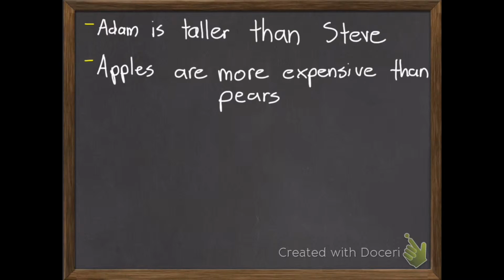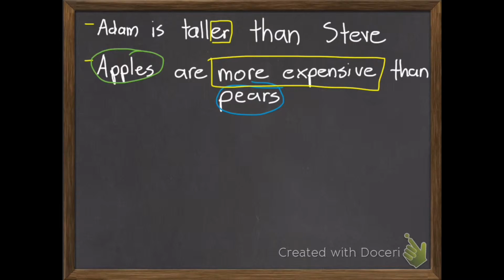Let's look at another example without the -er ending. Apples are more expensive than pears. Here the comparative is more expensive than. We use more here because expensive is a longer adjective. We cannot say expensiver because that's not correct. The -er ending is used for shorter adjectives.